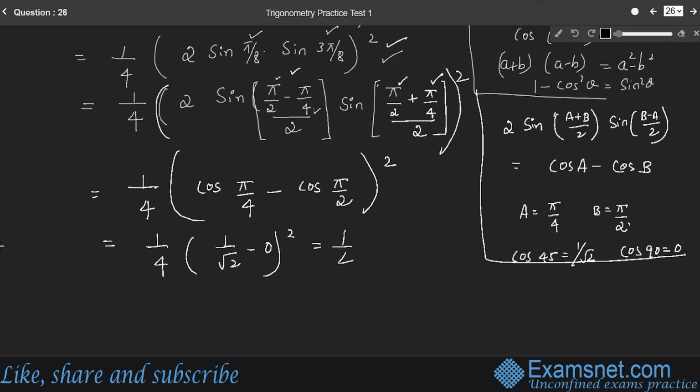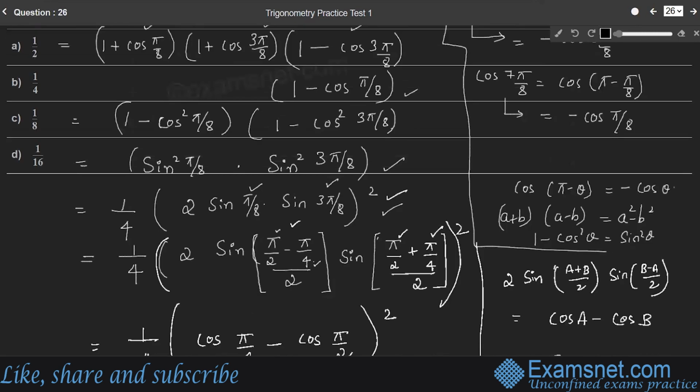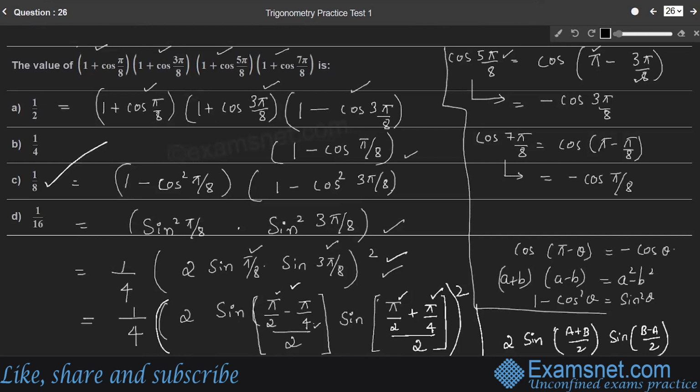Right? So 1 by 4 into 1 by root 2 the square is 1 by 2. Therefore, we have 1 by 8 as the final answer. 1 by 8. Option C is the right answer.